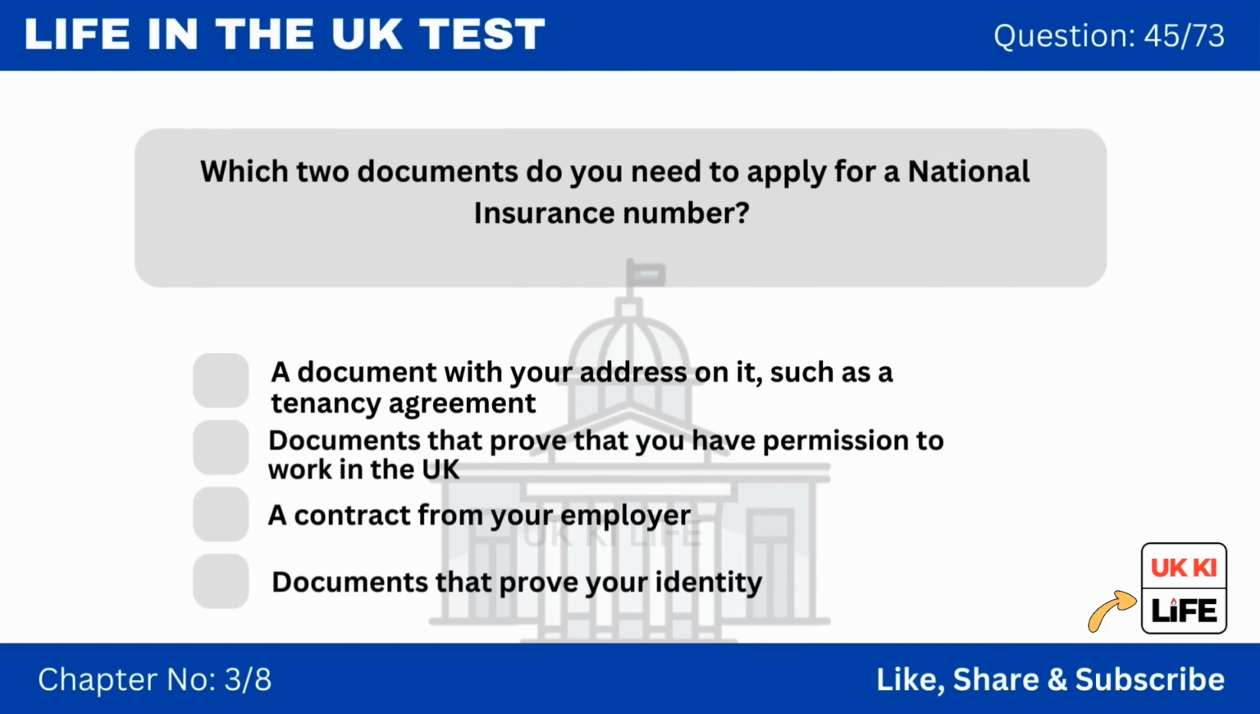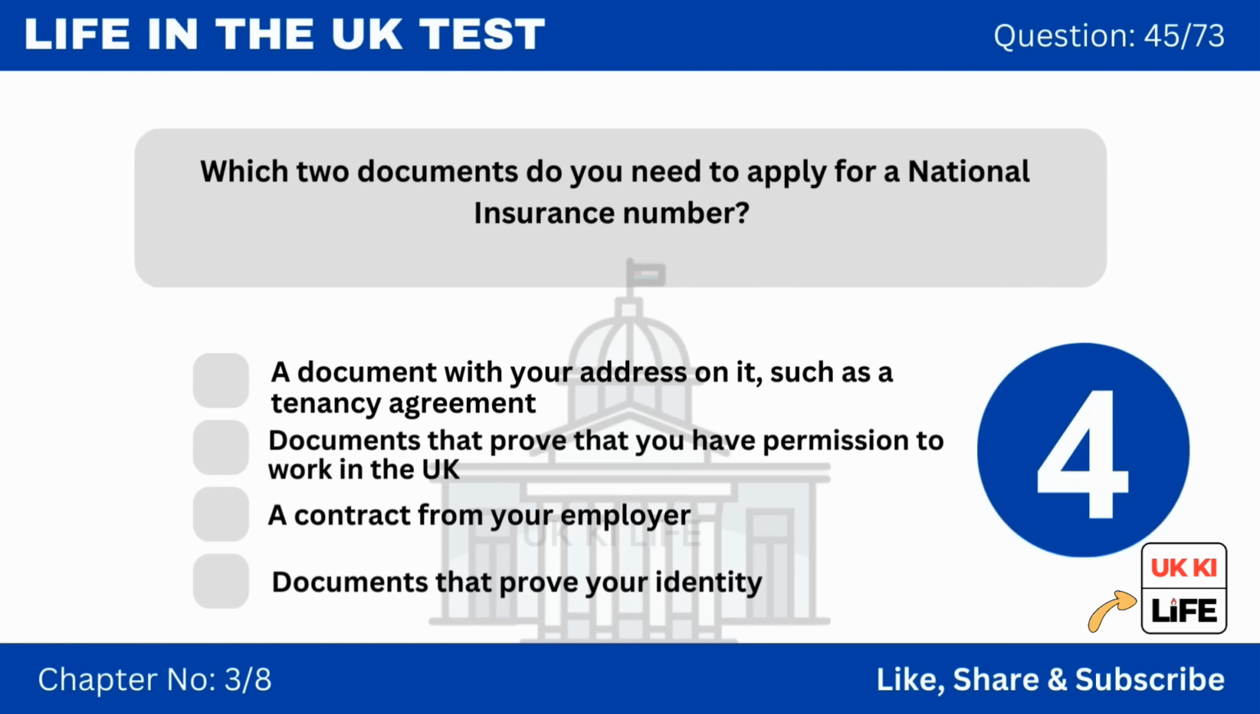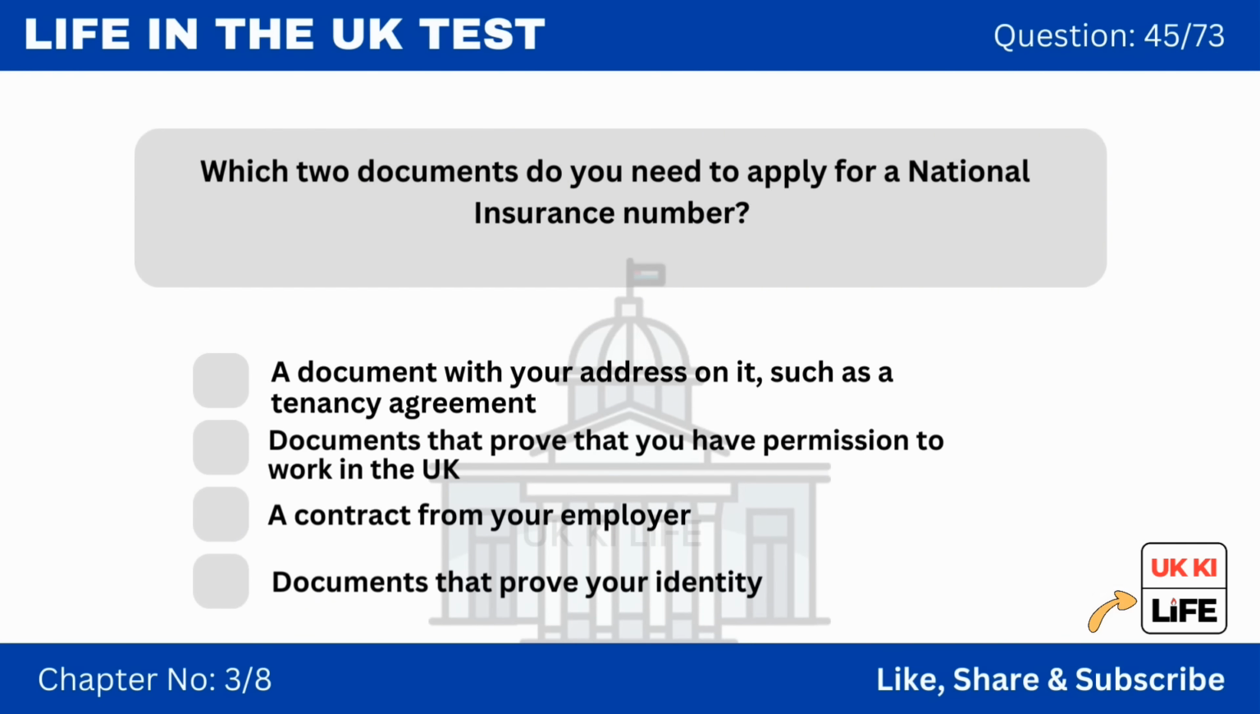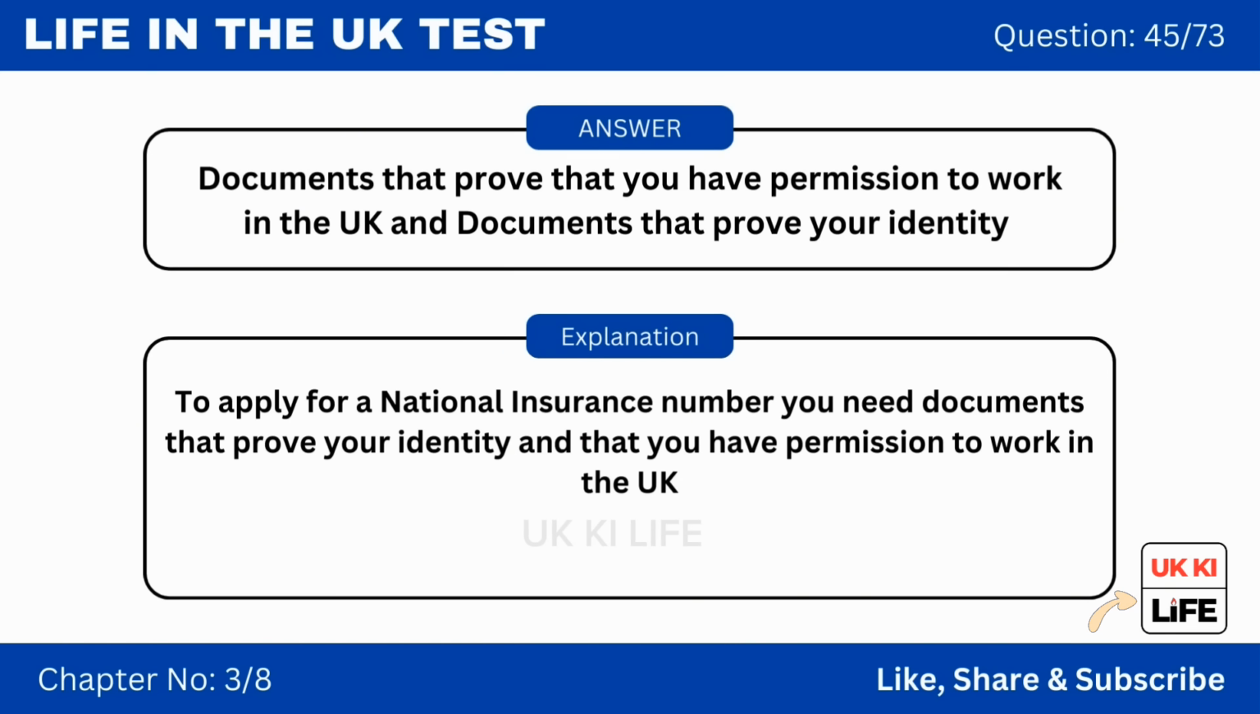Question 45. Which two documents do you need to apply for a national insurance number? A document with your address on it, such as a tenancy agreement. Documents that prove that you have permission to work in the UK. A contract from your employer. Documents that prove your identity. The correct option is B and D. Explanation. To apply for a national insurance number, you need documents that prove your identity and that you have permission to work in the UK.